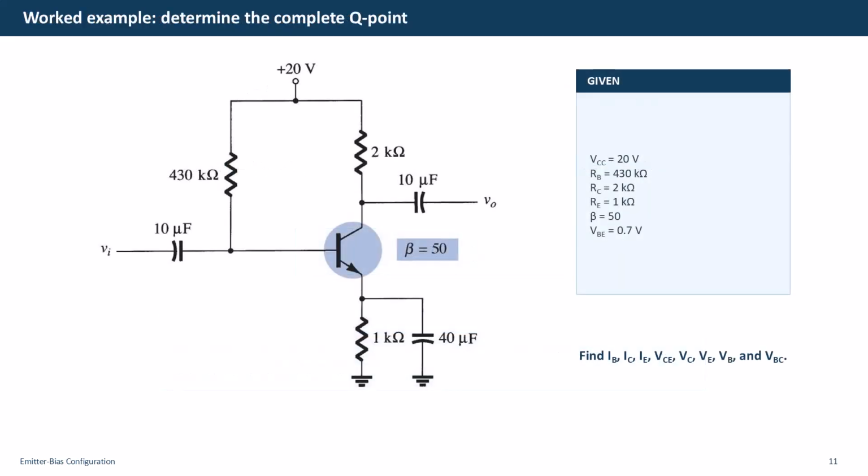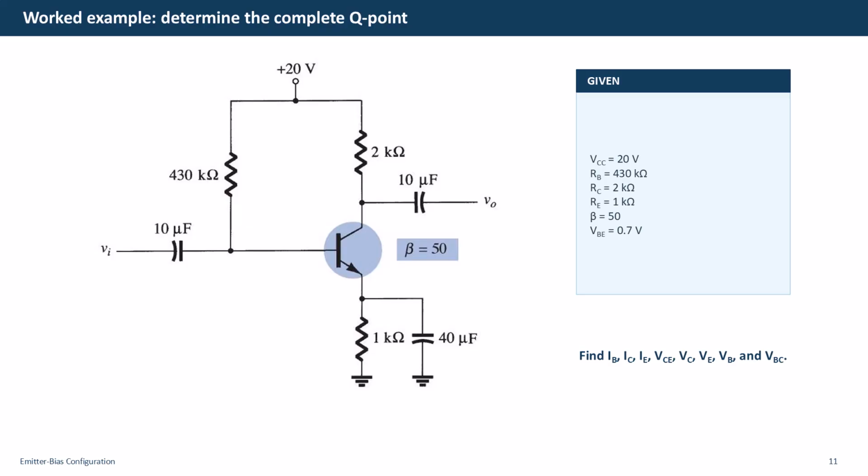In this example, the supply is 20 volts. The base resistor is 430 kilo ohms. The collector resistor is 2 kilo ohms and the emitter resistor is 1 kilo ohm. The transistor gain is 50 and the base emitter voltage is 0.7 volts. We will determine the base current first because it controls the remaining currents. Then we will calculate collector emitter voltage and each node voltage.